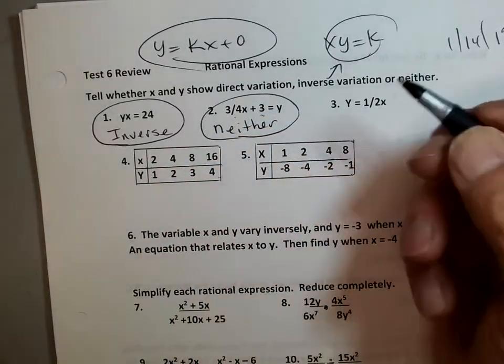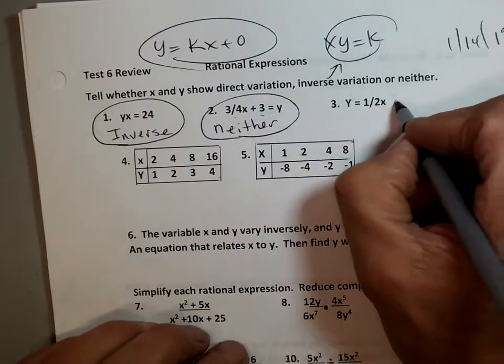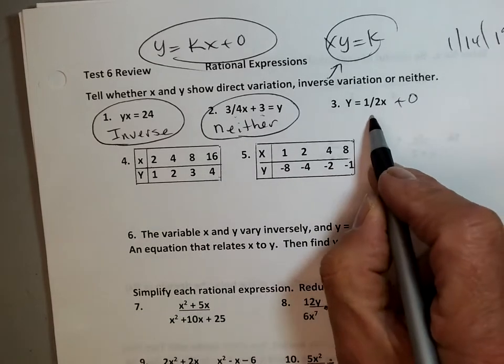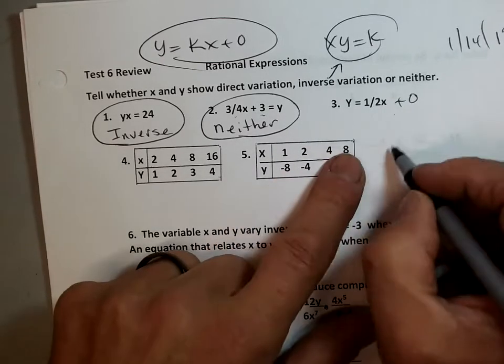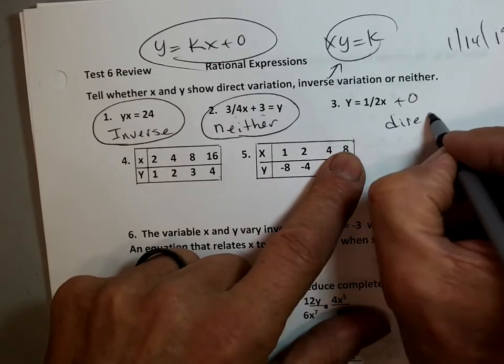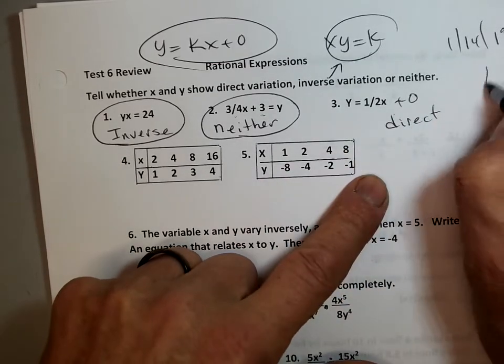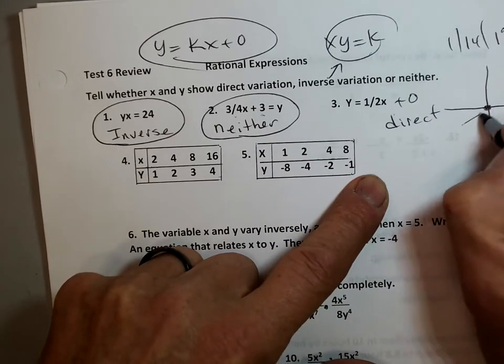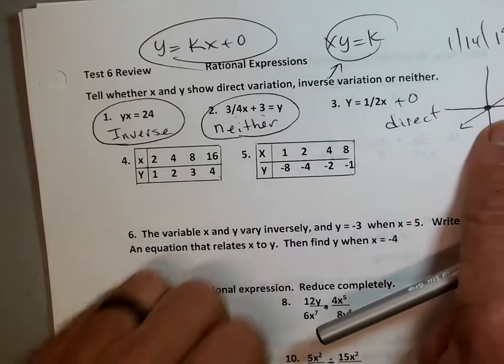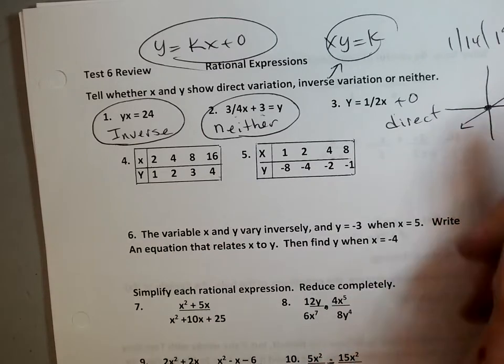Exactly. Number 3, it does start at 0, and this would be a straight line. It starts at 0, up 1 over 2, up 1 over 2. So this one's going to be direct. To be direct, I'll draw a picture. It's got to go through 0, and it's got to be a straight line. How am I doing?